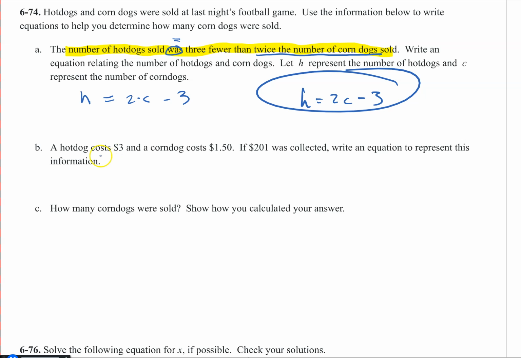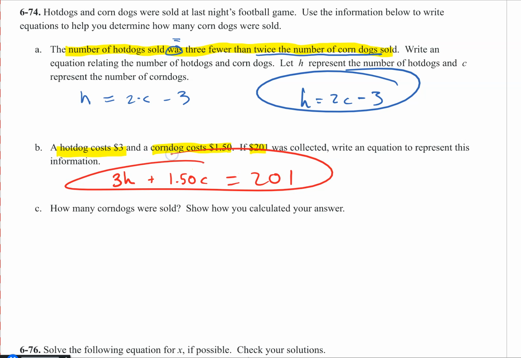Alright, then we have our cost equation. A hot dog costs $3. A corn dog costs $1.50. There's the total cost. So you take your hot dog cost, 3 times H, $3 for each hot dog, and then you take your corn dog costs, so you're going to add on plus 150C, and if you add up the total amount from the hot dogs and corn dogs, it should equal $201. Alright, so you've got H equals 2C minus 3, and 3H plus 150C equals 201. Solve for H and C.